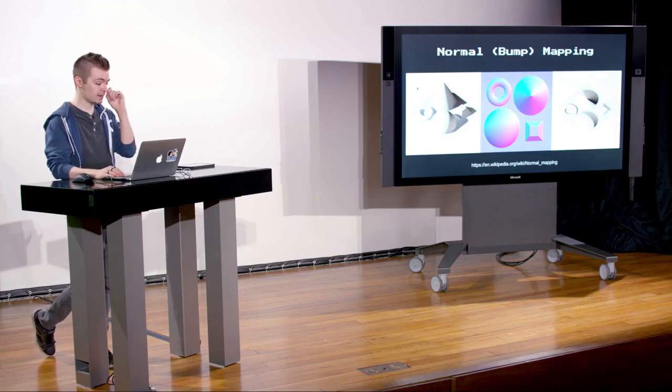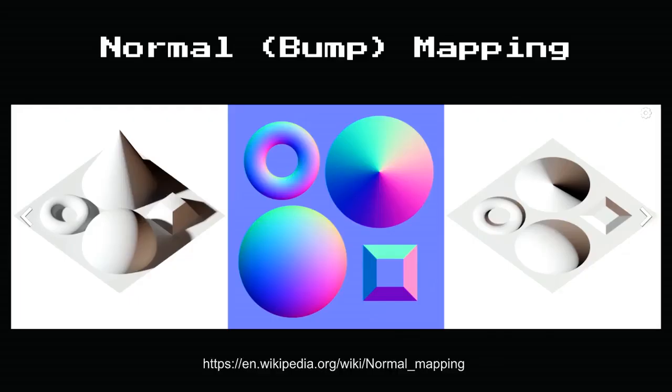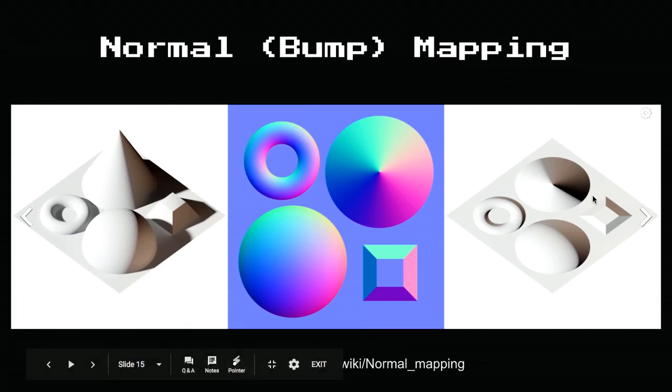Okay. Cool. So those are lights. Bump mapping, we'll talk about very briefly. We actually do use this in the game. What you see here on the left is an actual 3D scene. These are actual models being shaded in real time. In the middle, we can see what's called a bump map. And on the right, we can see a flat plane with that same bump map applied to it, and then illuminated.